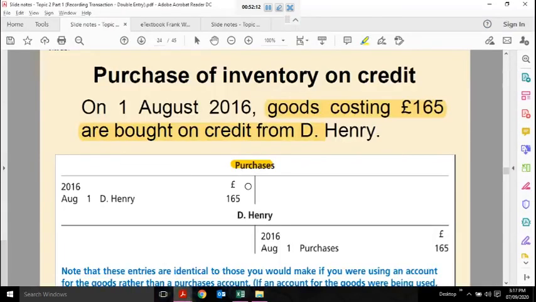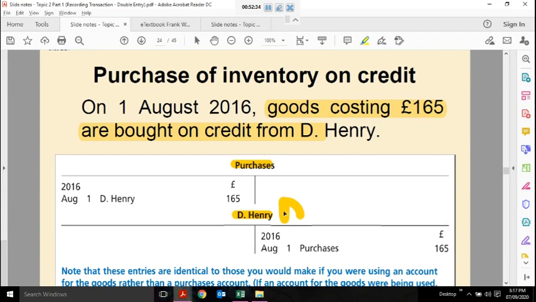Okay, and this one is on credit. You see, the mode of payment, the form of settlement, is on credit from D. Henry. So meaning you take the goods first, but you don't pay D. Henry yet. So D. Henry is your creditor or your account payable.